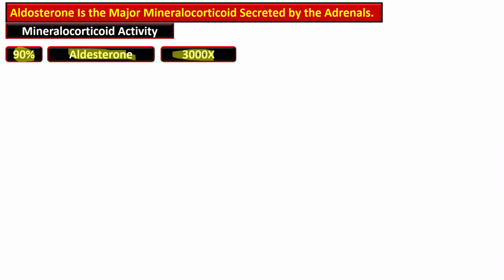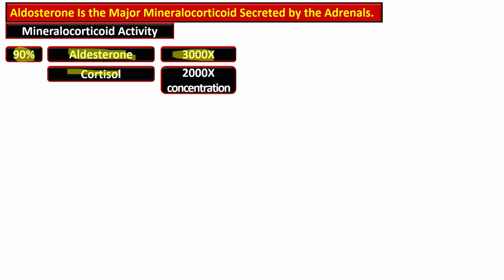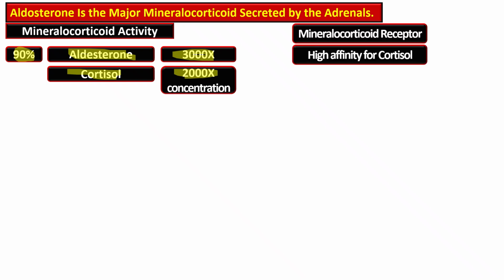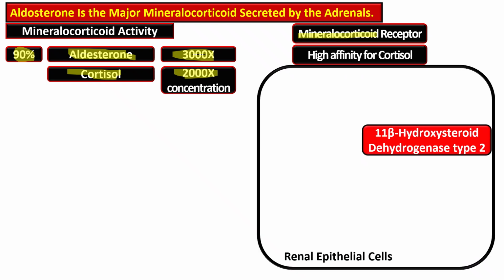So its effect is about 3000 times, while cortisol also has mineralocorticoid activity, but its concentration is very high. So usually its contribution is minor in mineralocorticoid activity, but if it is unchecked, it may cause the major mineralocorticoid activities. So this cortisol can activate mineralocorticoid receptors that are present in the renal epithelial cells, but usually it doesn't.